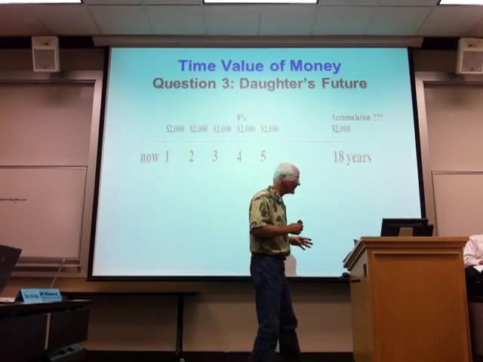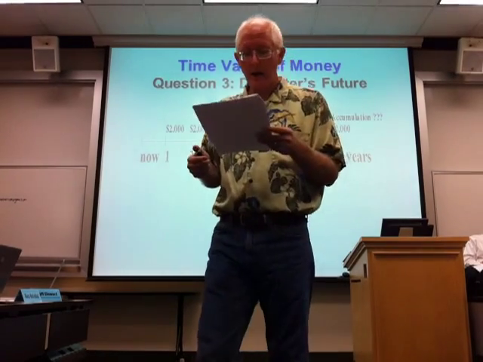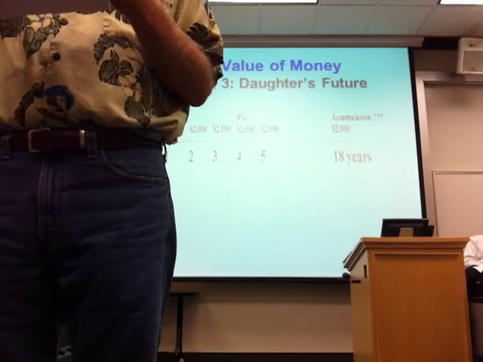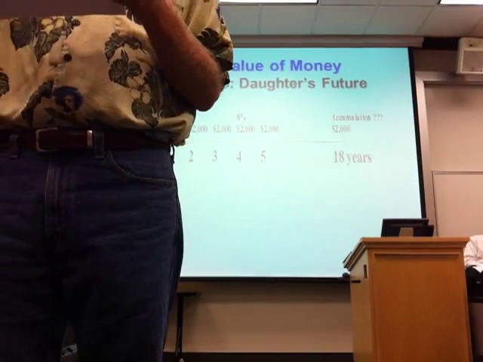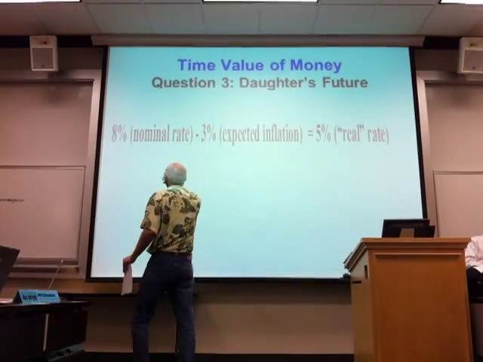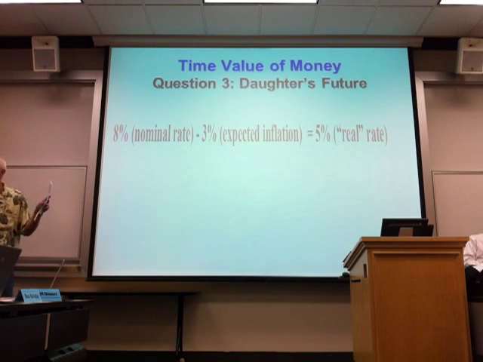So here's what we've got. In part B of number 3, expected inflation over the next 18 years is 3% per year. So we've got an interest rate here, 8%, which is called the nominal rate. Nominal rate sounds real fancy, but it just means any interest rate you've ever seen in your life.